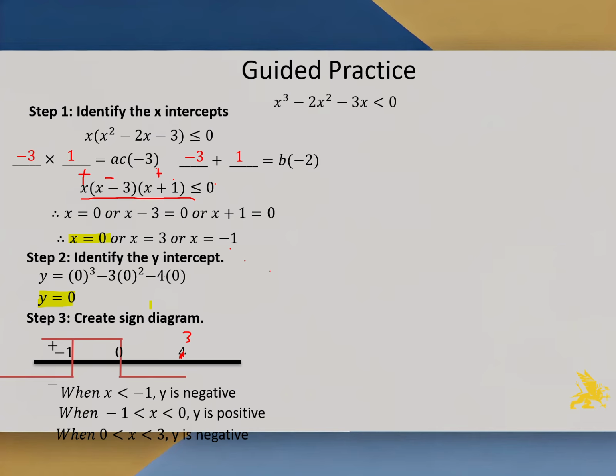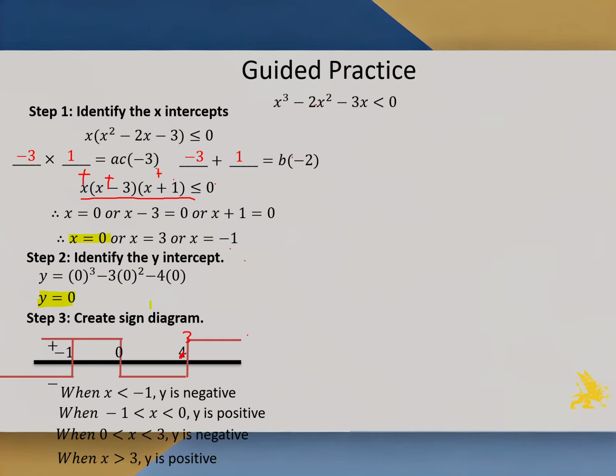Finally, I then look at the last part, which is I pick a number greater than 3. So let's just pick 4. So 4 is positive. 4 take away 3 is positive. 4 plus 1 is positive. So it goes into the positive area. This tells me straight away what I am looking for.